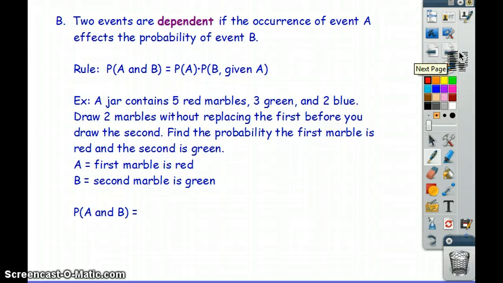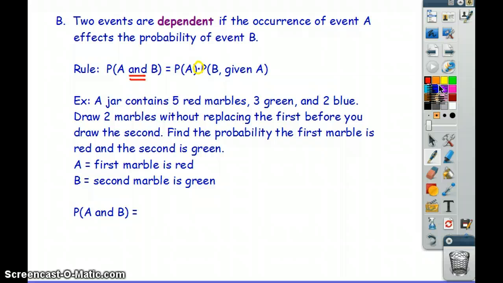Okay, let's look at where the events are dependent on each other and talk about the difference. Once again, we are still talking about "and" problems, so we are still going to work with multiplication. A jar contains 5 red marbles, 3 green, and 2 blue. We're picking 2 marbles without replacing the first before we pick the second. Find the probability the first marble is red and the second is green.